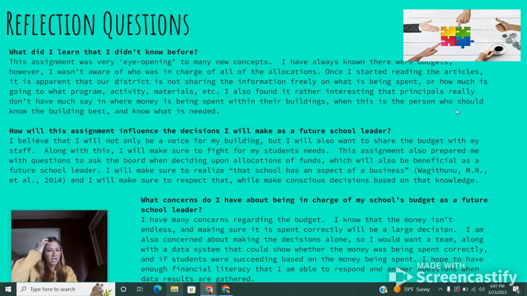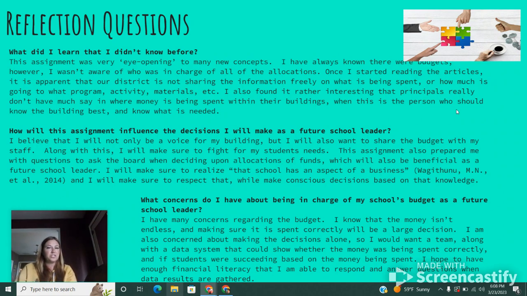I know that from my first job, I remember seeing a budget form of some sort. I didn't pay attention to it necessarily as it was my first job. But now that I haven't seen it, I'm a little concerned as to why I haven't been seeing a budget. I also found it rather interesting that principals really don't have much say in where the money is being spent within their buildings. I'm sure other districts may, but in ours, they do not, when this is the person who should know the building the best and know what is needed.